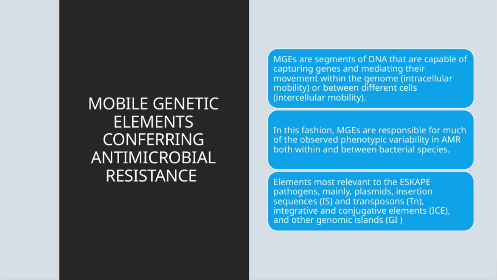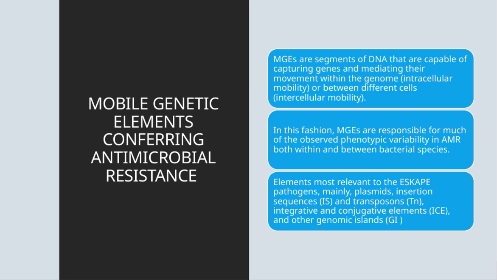Transposons, sometimes called jumping genes, can move within and between DNA molecules, facilitating the transfer of resistance traits. Integrons are genetic platforms that can capture and express gene cassettes, including those responsible for resistance. What makes these elements particularly important is their ability to accelerate the spread of antimicrobial resistance across different bacterial species and environments.